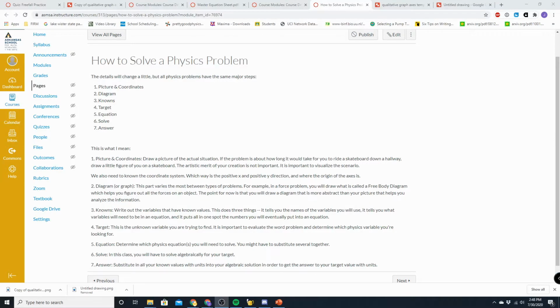We're going to look at a second freefall problem. Just to remind you, we're going to go through all of the same steps: picture with coordinates, a graph, write down a table of our known values, figure out what our target variable is, pick an equation or equations, solve that equation or equations, then plug in our values with their units to get our final answer.